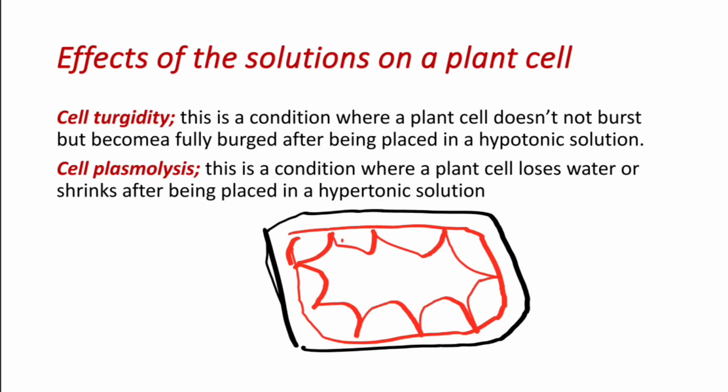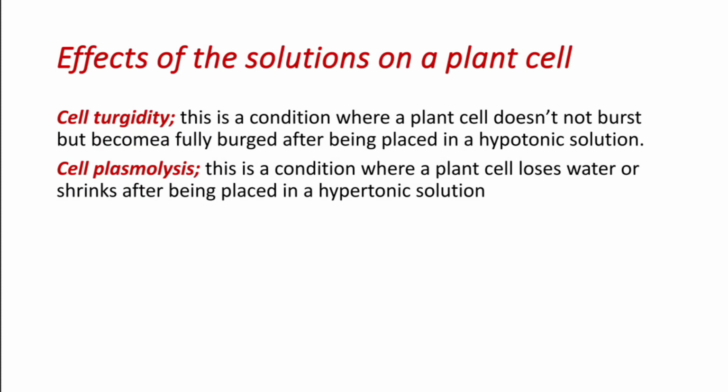So the shrinking is happening on the inside. That is what we are talking about. Otherwise, when you put a plant cell in a hypertonic solution, it will lose water. Its kind of shrinking is that the cell membrane will detach from the cell wall, and the inside of the cell is the one which is going to shrink. And that condition is known as cell plasmolysis.